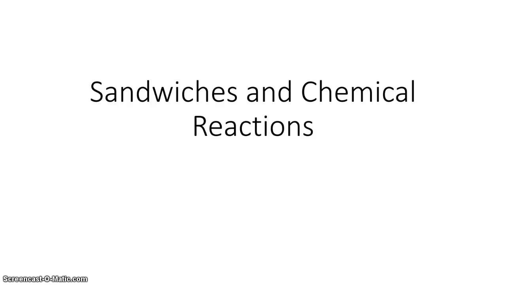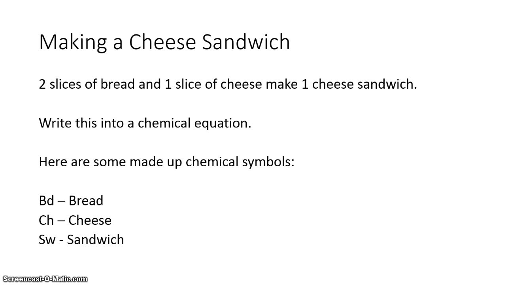The next thing I need you to work on before we can officially talk about something called stoichiometry is ratios, sandwiches, and chemical reactions. So what are we talking about? Well, let's just make a cheese sandwich real quick. Let's say a cheese sandwich is 2 slices of bread and 1 slice of cheese for every cheese sandwich you make.